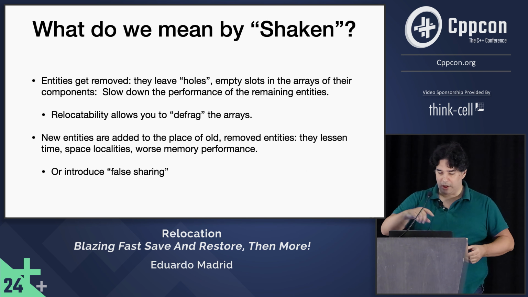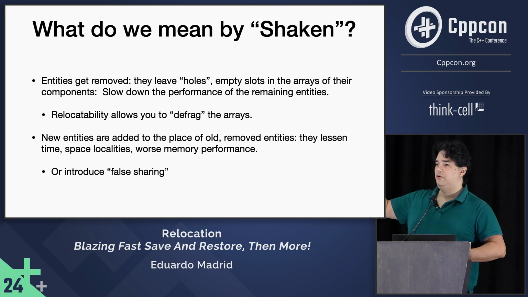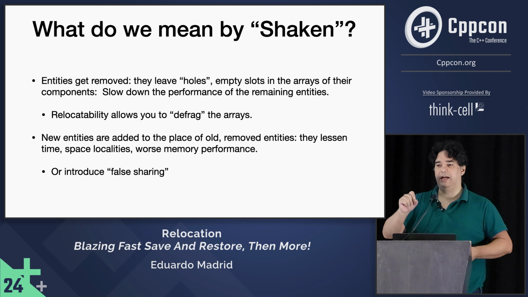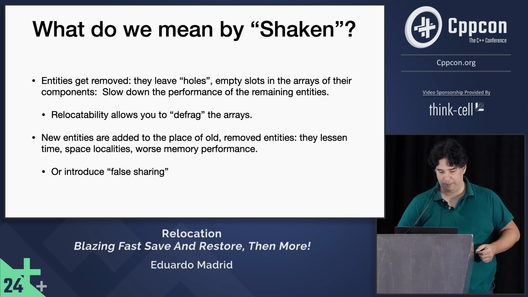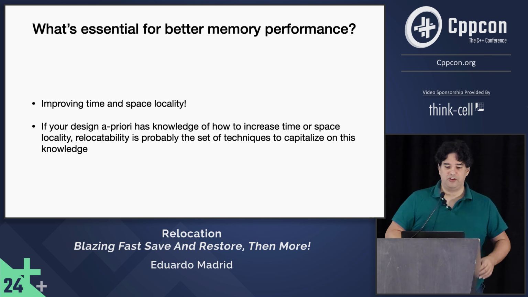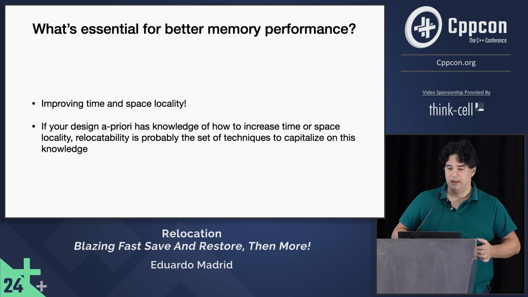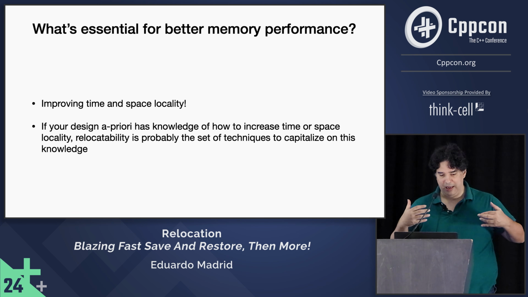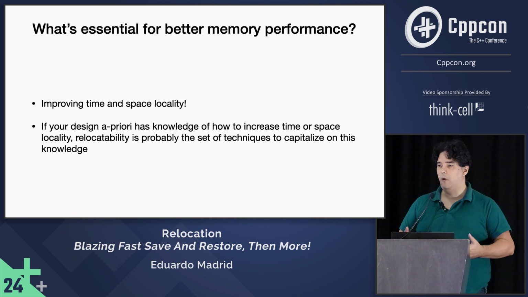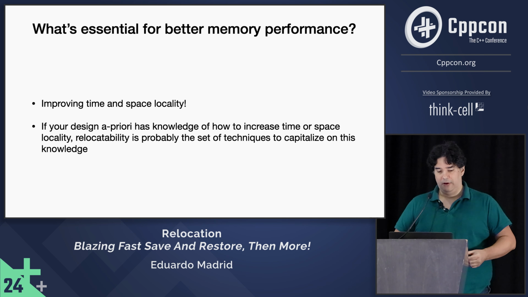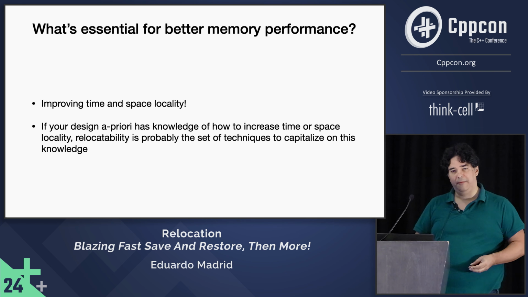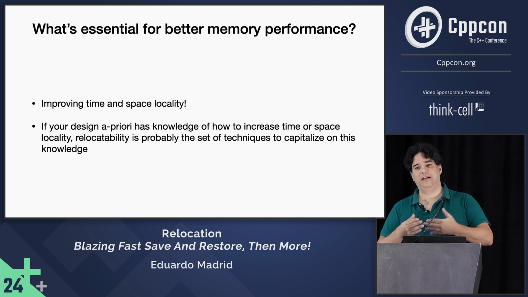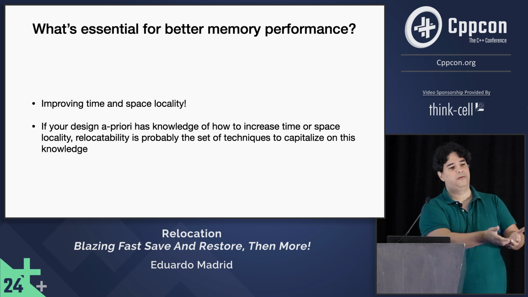So this is one of the reasons why it is important to be able to have control and predictability with regards to where things are going to be located. That's the way to prevent the performance pitfall. Okay, so what's essential for better memory performance? Obviously, improving time and space locality. That's the whole point of it all. So if your design has a priori knowledge of how to increase time or space locality, relocatability in general is going to be the set of techniques that is going to allow you to accomplish benefits from that.